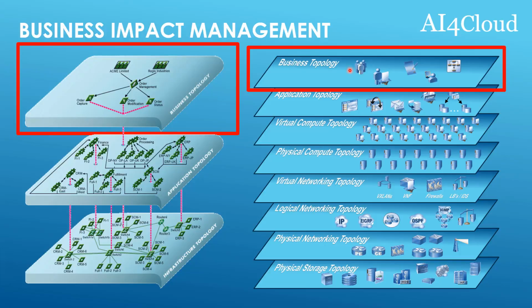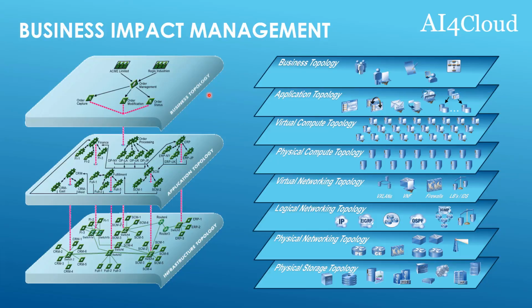AI4Cloud Solution ties all of these infrastructure elements together into a single holistic data model with semantics embedded for the behaviors for these objects, the relationships between them, and the status that these objects might have, and how the status of these particular objects affects their neighbors, and ultimately how that bubbles up to affect the business topology.